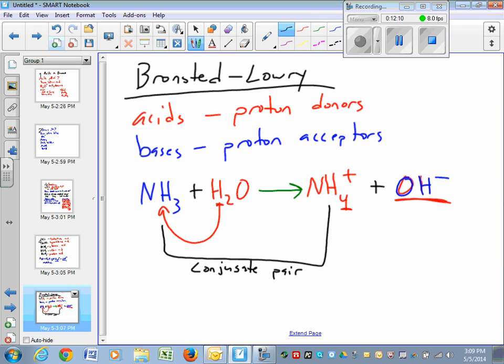You'll always recognize them because the only difference is one hydrogen. In fact, the water and the hydroxide are also a conjugate pair because water has two H's and hydroxide has just one H. And other than that, they're exactly the same.